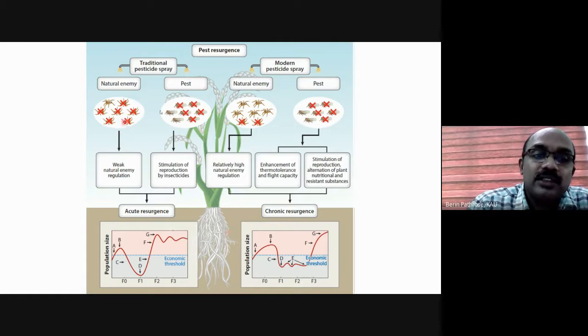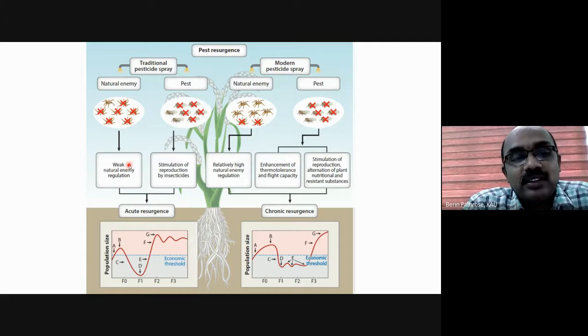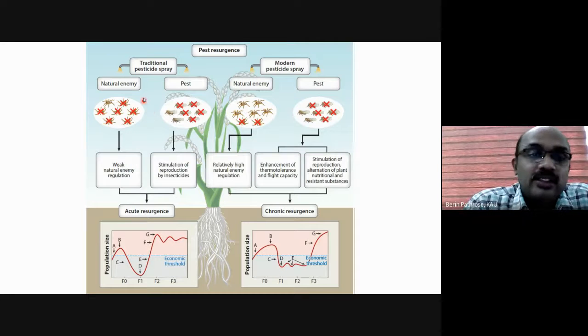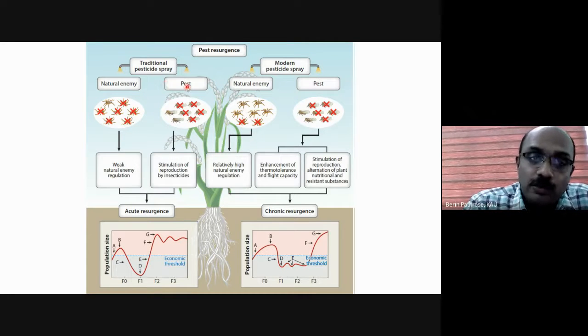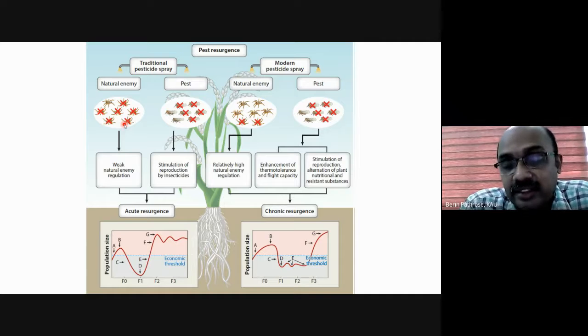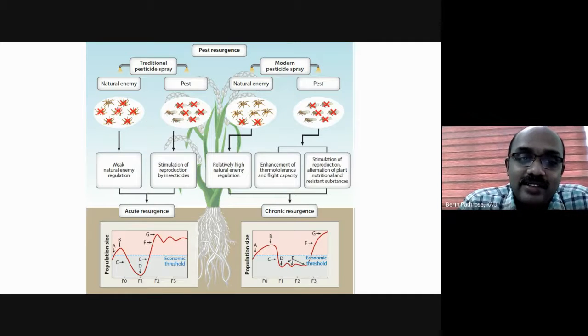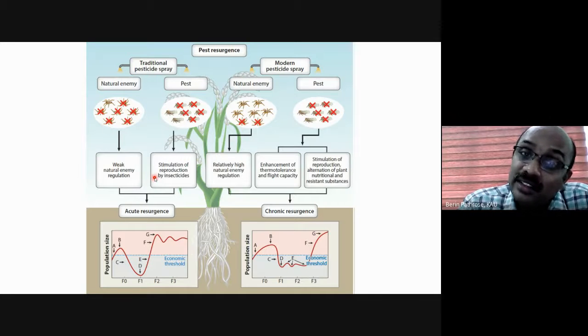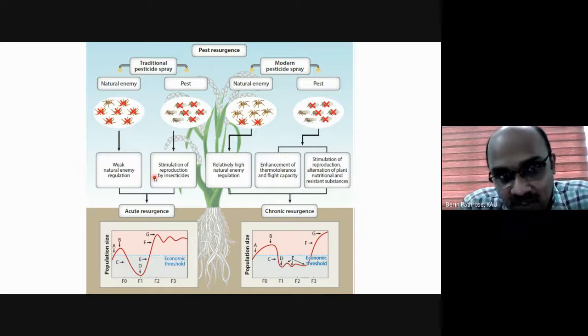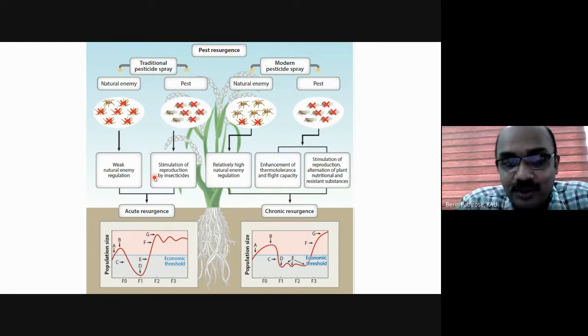See what happens over here. In acute resurgence, normally it is with a broad spectrum insecticide. You spray a pesticide, both pest and natural enemy are present, and both will get killed. Take the case of a synthetic pyrethroid, which is a broad spectrum insecticide. It kills both natural enemy as well as pest. So, as the natural enemy population is decreased, pest population will increase in the F1 generation itself. So that is acute resurgence.